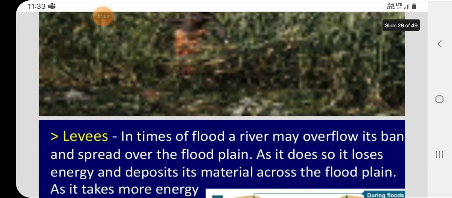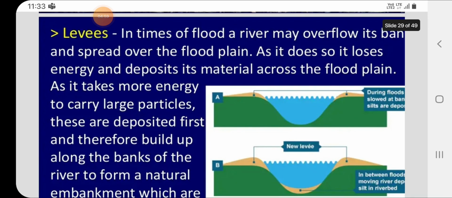Levees. In times of flood, a river may overflow. The raised banks are called levees. In times of flood, a river may overflow its banks and spread over the floodplain. As it does so, it loses energy and deposits its material across the floodplain.